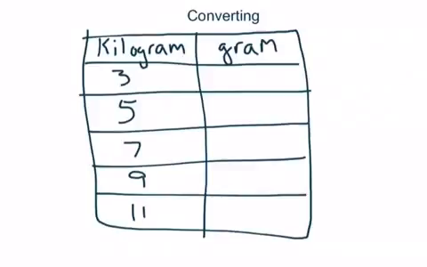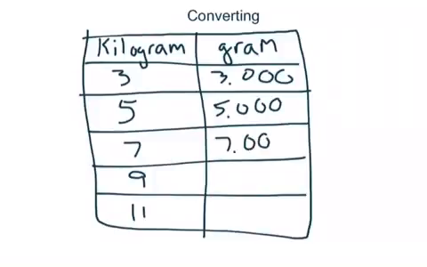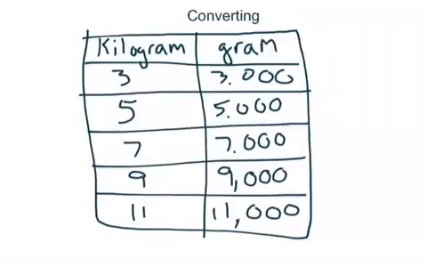Now, converting, once again, this is the exact same idea. I know because the prefix kilo means 1,000, I know that there are 1,000 grams in 1 kilogram. So once again, 3 kilograms would be 3,000 grams. 5 kilograms, 5,000 grams. And so on and so forth. The pattern just stays all the time. And then 11 times 1,000 is 11,000. So once again, that's kind of where we're at.